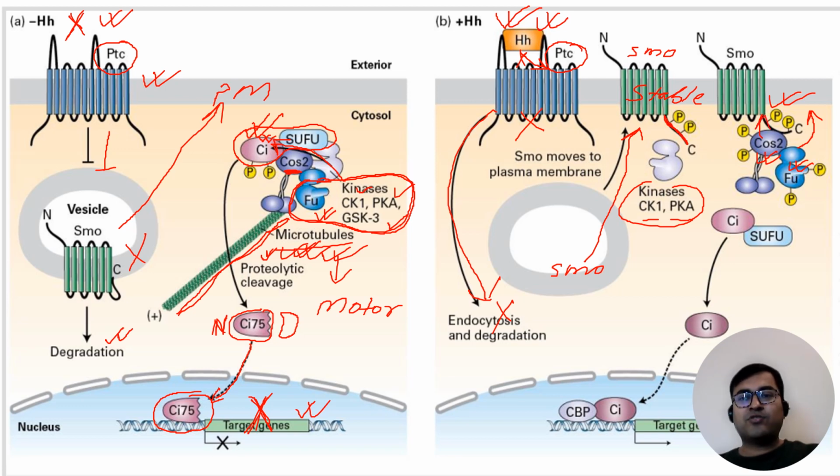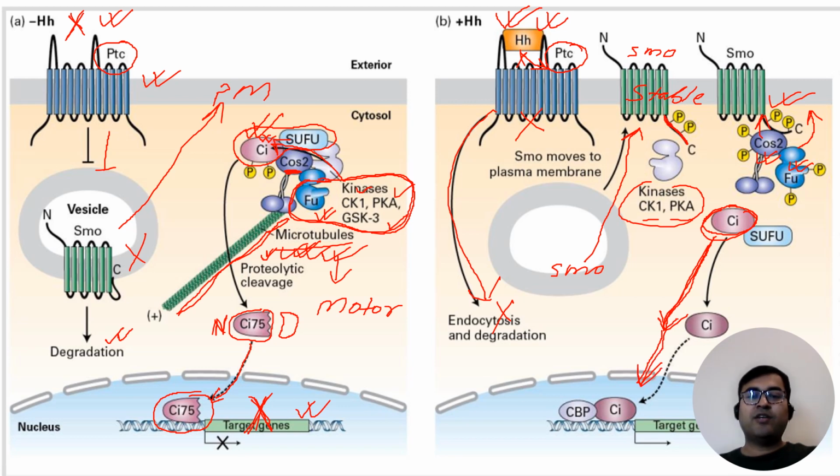Now since COS2 and FU is engaged with the SMO protein, the CI molecule escapes from this complex, and it also escapes degradation. The CI molecule can actually go into the nucleus, because the complex which was phosphorylating and degrading the CI is now separated from the CI. When the CI is released from that complex, this complete CI molecule, without any degradation, can enter into the nucleus.